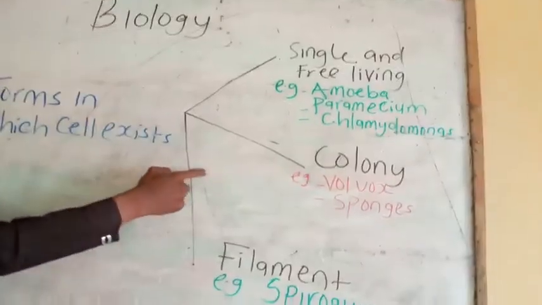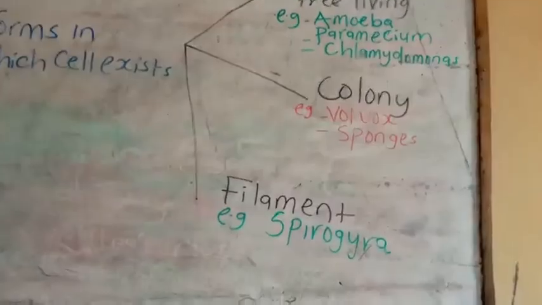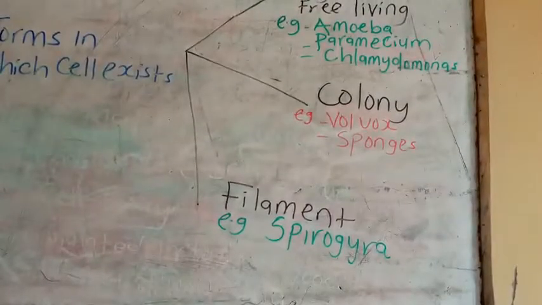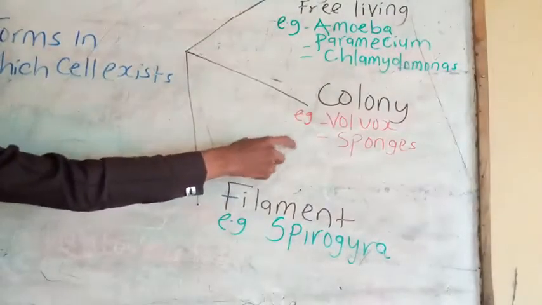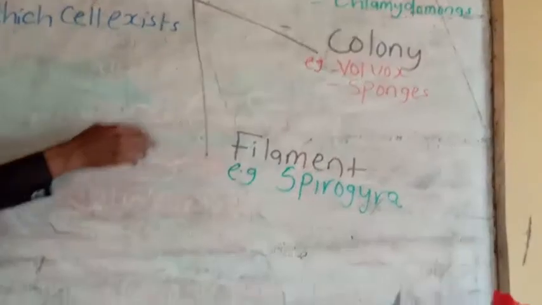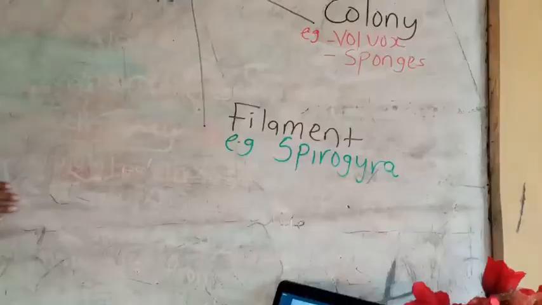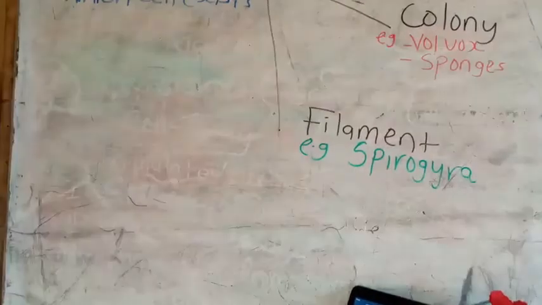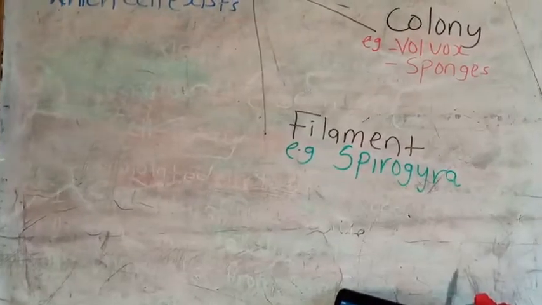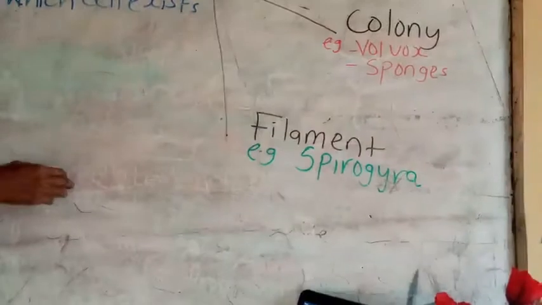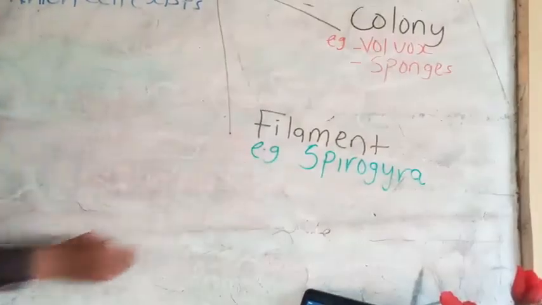The second form is colony. A colony is a group of cells living in close association. Examples are volvox and sponges. The third and final one is filament. Filaments are cells that join their ends together to form a filament. An example is Spirogyra.